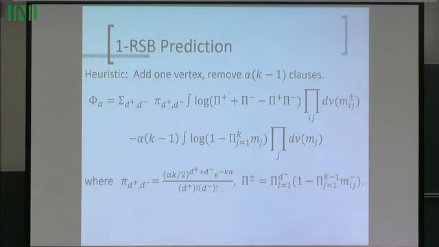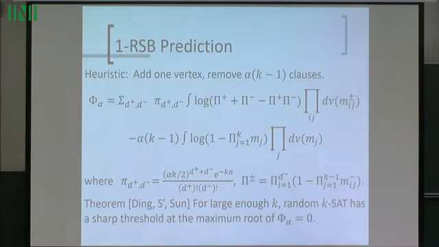Okay, and so then the prediction is, again, you look at how the partition function of this new plus-minus-free model changes if you add in a new variable and you remove some clauses, and this is the guess of the exponential rate of growth of the number of clusters. And the theorem is that this gives the right prediction, at least for large enough values of k.